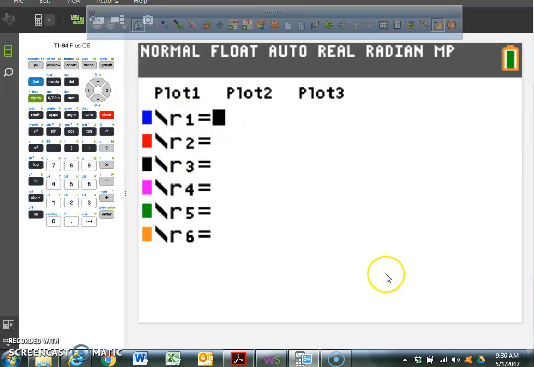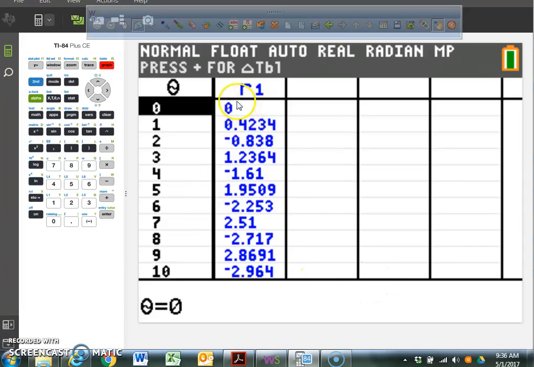So we're going to clear that out. We're going to type in 3 sine 3 theta, and close the parentheses. Then, if you check your table, hit 2nd graph. You see all of these points being plotted. However, this is theta, and this represents your r value. So we're going to make what's called a theta-r table. That's going to represent your polar coordinates: we have theta and then r.